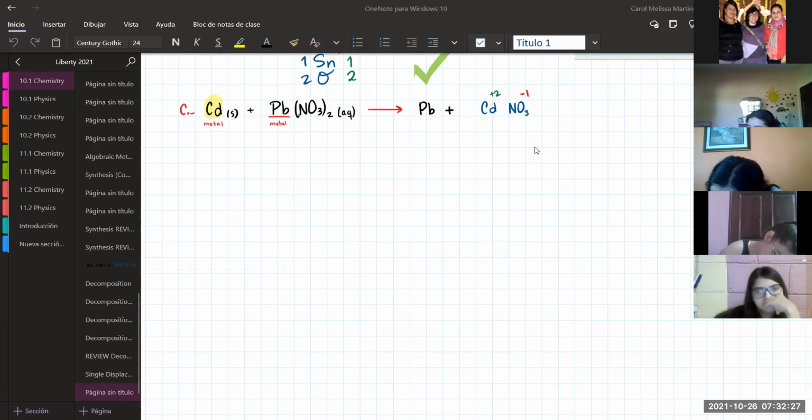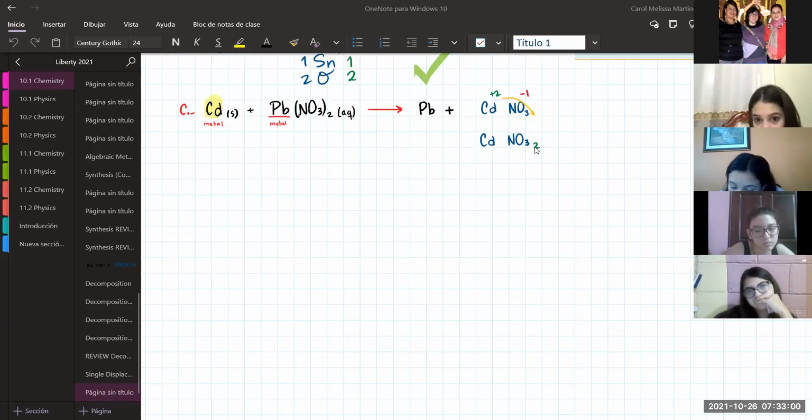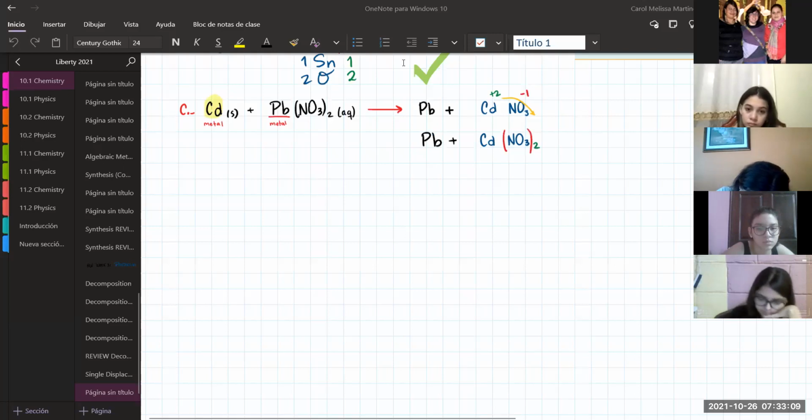So you will crisscross the charges. Okay, so you will have cadmium. Well, the charge of 1, you don't need to change it because it is invisible. Just ignore it. But the charge of 2 comes right here. But we cannot leave it like that. To place parentheses. So, the reaction occurs? Yes. What is a product? Then this is the product.